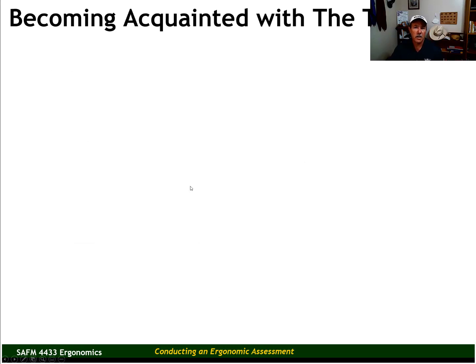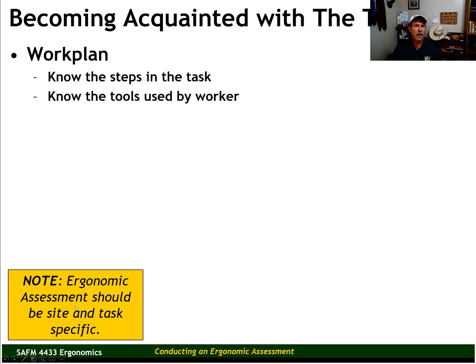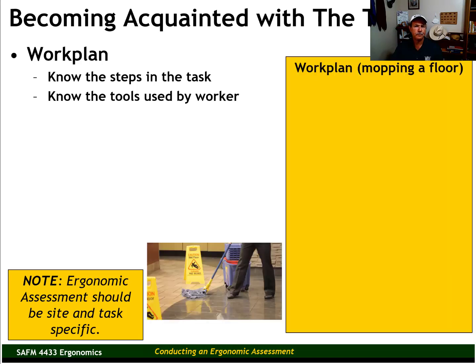Okay, the first step that I outlined was becoming acquainted with the task. Let's talk a little bit more about that. Like I said before, and this is an important note, ergonomic assessment should be site-specific and task-specific. As you become acquainted with the task, you want to develop a work plan, which are the steps in the task and the tools that are being used by the worker. The step-by-step sequence executed by the workers during the task and what tools they are using.